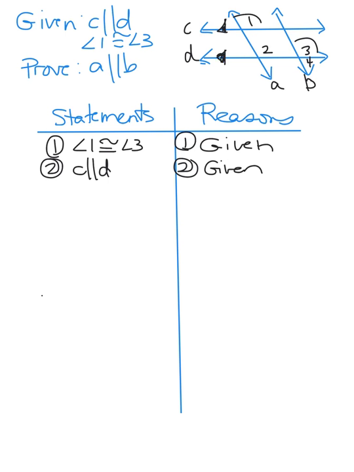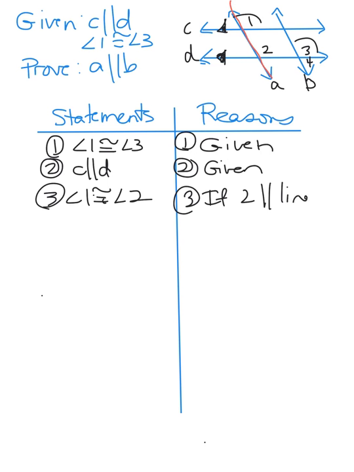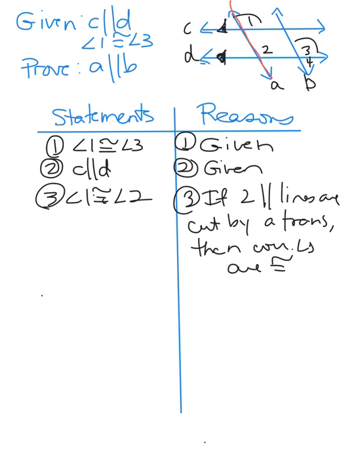So if I know that lines C and D are parallel, then that makes line A a transversal. And I'm going to draw on top of that in red. So that's my transversal. Because that's my transversal, I can say that angle 1 is congruent to angle 2. And again, they're corresponding angles. So I can say if two parallel lines are cut by a transversal, then corresponding angles are congruent. So I know 1 and 2 are congruent.